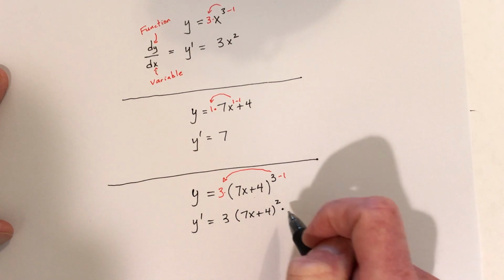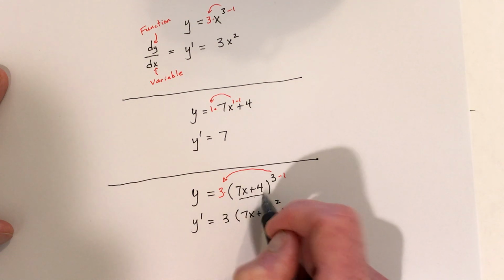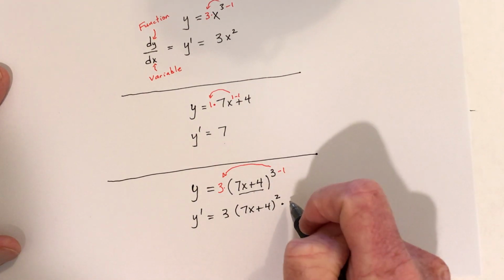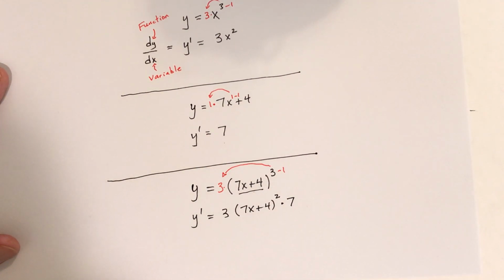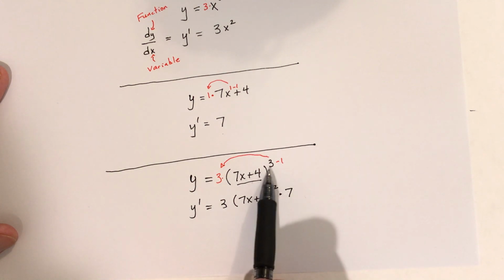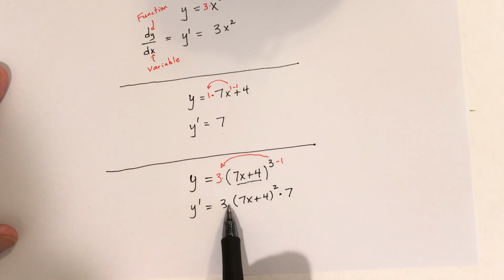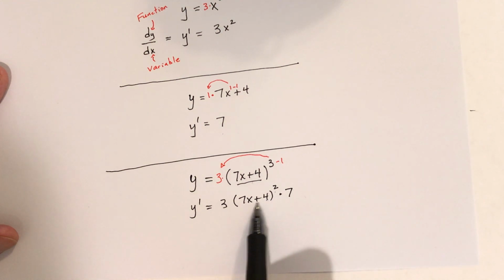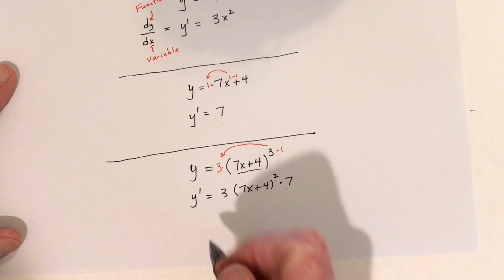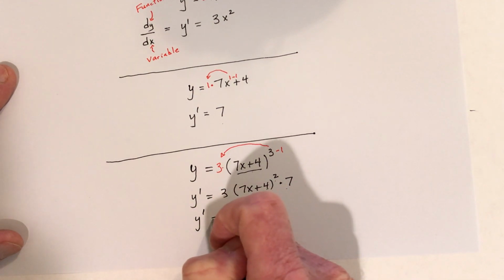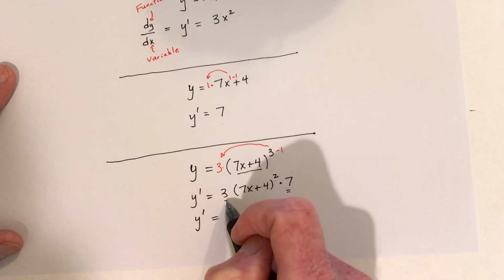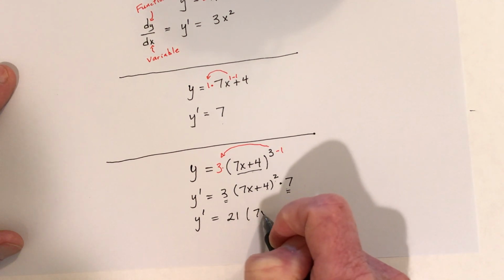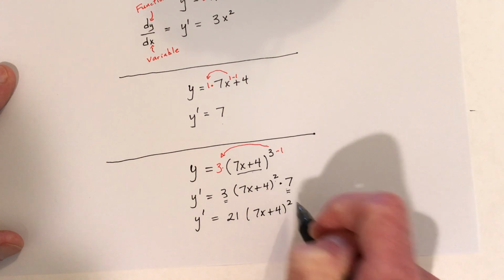And then the chain rule says, okay, now it's time to take the derivative of 7x plus 4, which as we saw right here was a 7, and then multiply by that 7. That is the chain rule. So you start on the outside, take the derivative, leave the inside alone. When you're done with this part, then take the derivative of the inside and multiply. So finally, I just want to put this 7 and 3 together and say the final answer is 21, and then (7x plus 4) is squared.